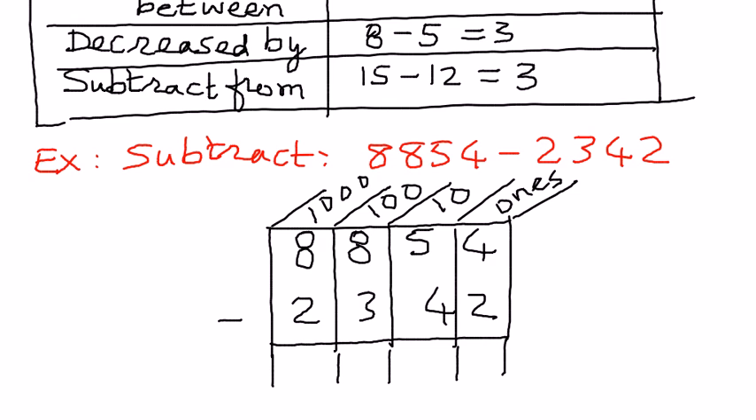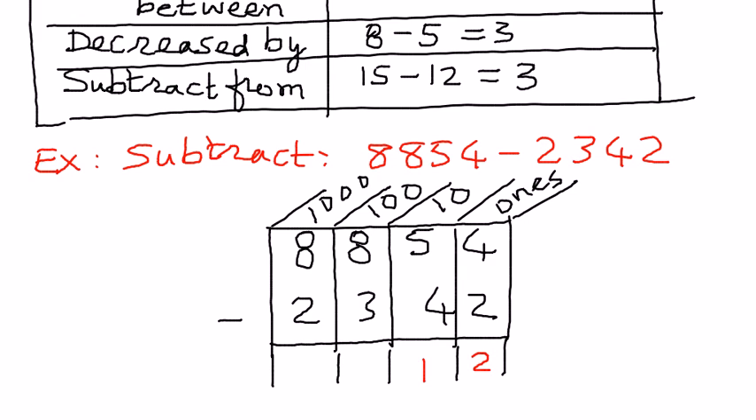In the ones place we have 4 and 2. In the tens place we have 5 and 4. In the hundreds place we have 8 and 3. In the thousands place we have 8 and 2. So let's start to subtract these numbers. 4 minus 2 is equal to 2, that is in the ones place. 5 minus 4 is in the tens place. 5 minus 4 is 1.